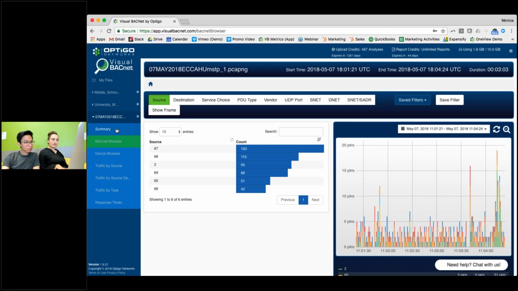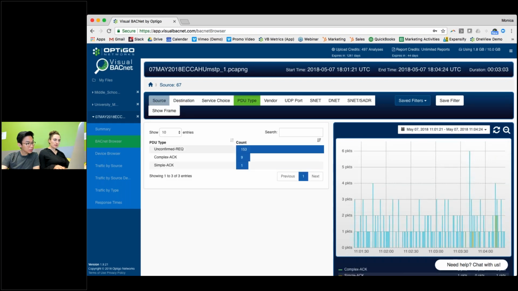Right. So I would assume one of the first things that you could do in this sort of scenario, I mean, we could get a longer capture to get a better profile of what's going on here. But it looks like 67 is doing an awful lot of work. Let's click on 67 and see what traffic it is.